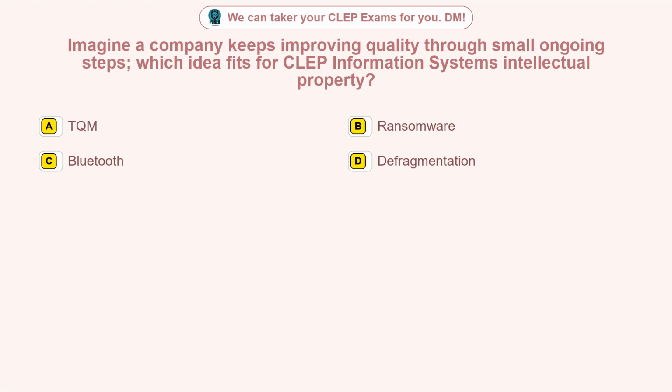Question 18. Imagine a company keeps improving quality through small ongoing steps. Which idea fits for CLEP Information Systems intellectual property? Option A. TQM. Option B. Ransomware. Option C. Bluetooth. Option D. Defragmentation. The correct answer is option A.